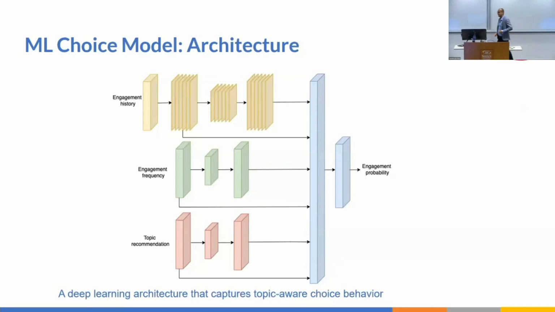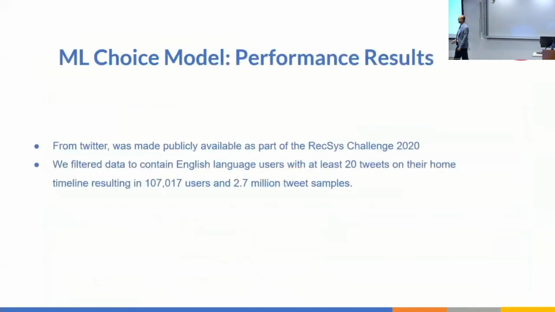Let me skip that. So that is a choice model that we built to capture the choice behavior for the tweet setting. We had some data from what is called the recommendation systems challenge. As I said, there's a bunch of people in the recommendation systems area who build these types of models, but we wanted to capture choice. So we had about 100,000 users and 2.7 million tweets, which is like a drop in the bucket. Actually, each day you may have billions of tweets happening, or at least at the scale of a billion.